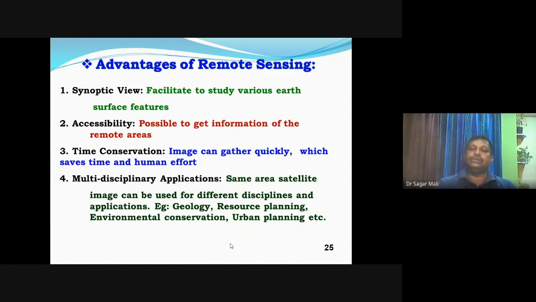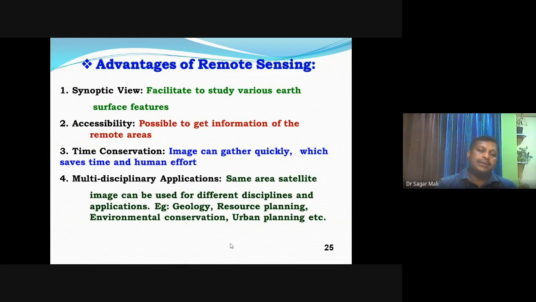Time conservation, no doubt. Manual survey, manual visit, mapping will be a time consuming task. But through this remote sensing application, remote sensing imagery, we can conserve time and enhance accuracy. We can save human efforts through this technology.